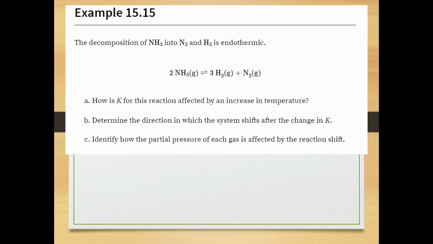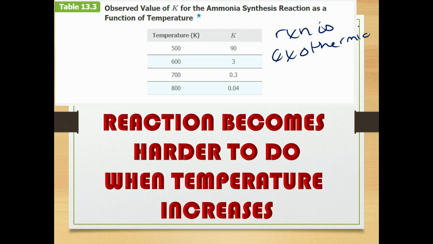So, this is supposed to be the reaction. NH3 goes to H2 plus N2. So how is K affected by the increase in temperature? To do this, I needed to know what the delta H was. And as I said, this is an endothermic reaction. It is plus 46.2. So this requires heat. So endothermic should increase heat, which is why this chart can't be for the ammonia synthesis. This has to be for the ammonia decomposition.